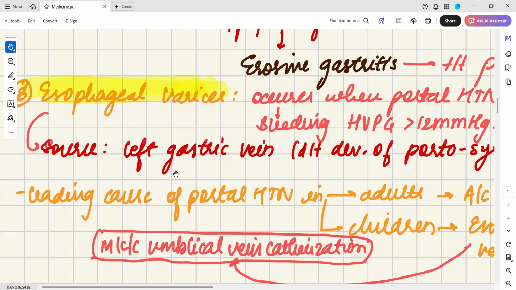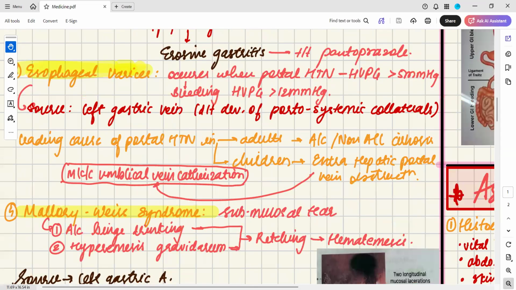As I've said, if there's stress on the body, it leads to erosive gastritis. Now this is a relatively uncomplicated disease which can easily be treated by pantoprazole. One thing that is important is that if the ulcer is due to burns, it is known as Curling ulcer, and if it is due to raised ICP, it is known as Cushing ulcer.